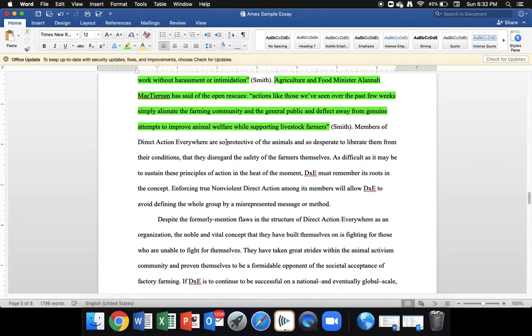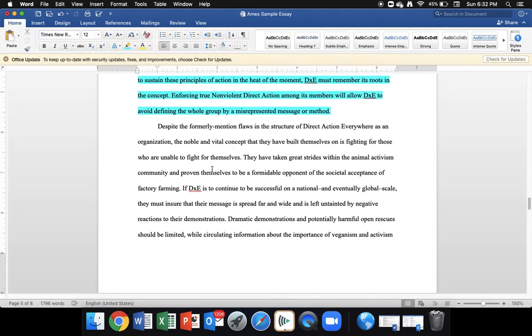Members of Direct Action Everywhere are so protective of the animals and so desperate to liberate them from their conditions that they disregard the safety of the farmers themselves. As difficult as it may be to sustain these principles of action in the heat of the moment, DXC must remember its roots in the concept. Enforcing true, nonviolent direct action among its members will allow DXC to avoid defining the whole group by a misrepresented message or method. What a great and reasonable set of commentary here. That really sends her point home.